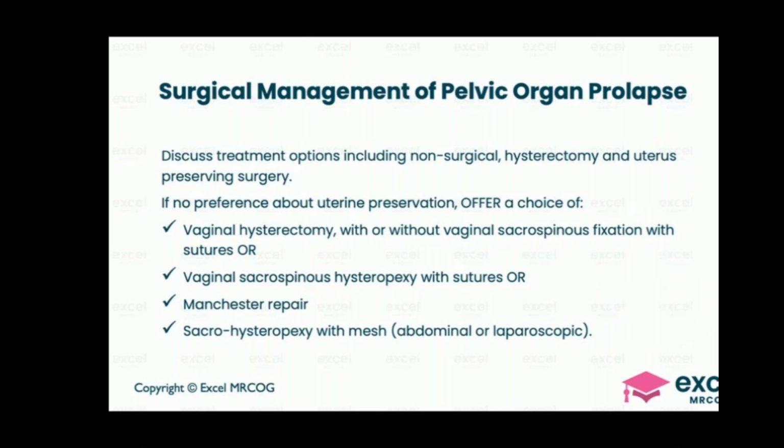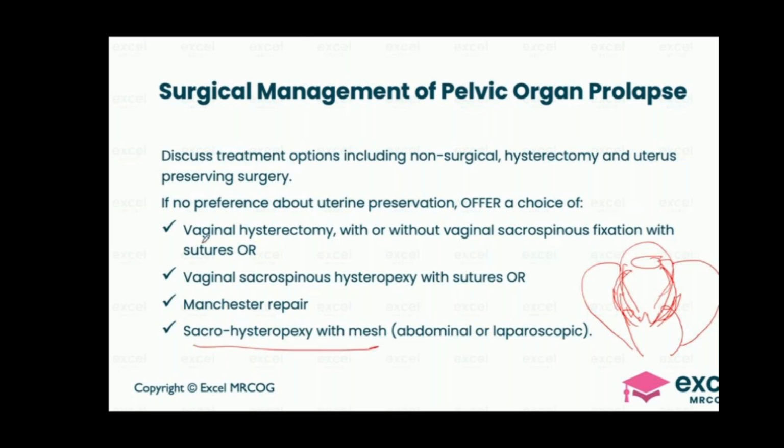Sacrohysteropexy with mesh is done abdominal or laparoscopic. This is like sacrocolpopexy for vault. So again, you have the pelvis, you have the sacrum. What is done in sacrohysteropexy? You have the uterus. Okay, it's falling out. So you put a mesh here this way, and you put it up on the sacrum. Attach it to the anterior longitudinal ligament of the spine of the sacrum. That is sacrohysteropexy with mesh.